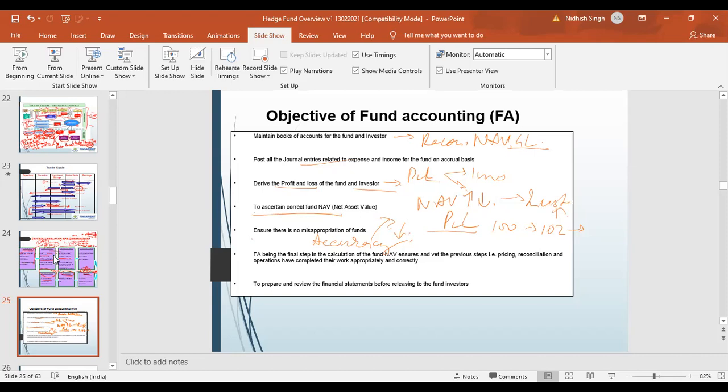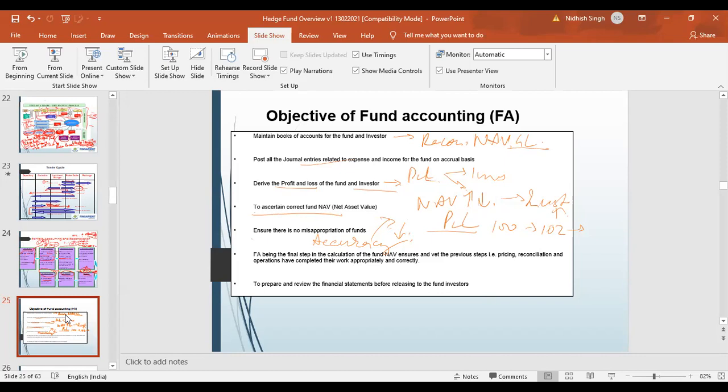And that's why nowadays any good fund accountant needs to be well conversant with various automation methodologies and how to make their process and business more efficient and fast, how to reduce over-reliance on manual entries. And it is the final step in the calculation of NAV, hence very critical.